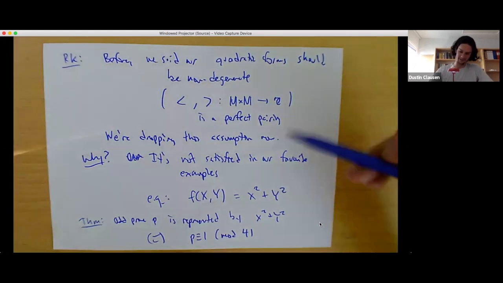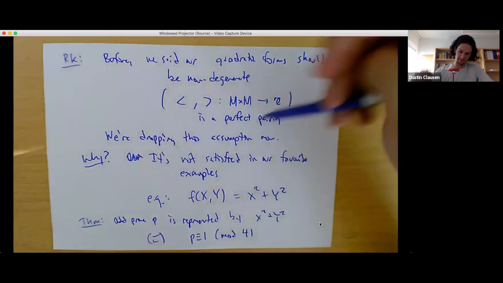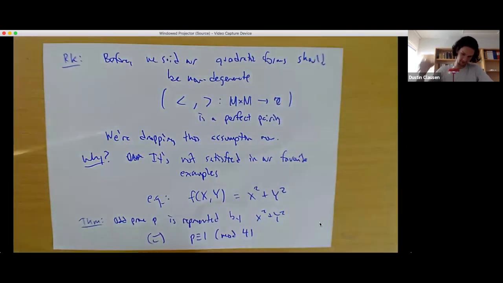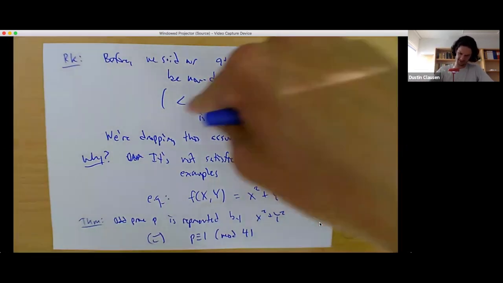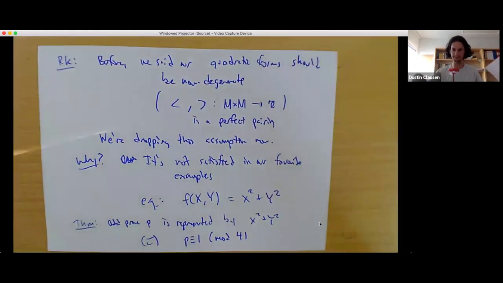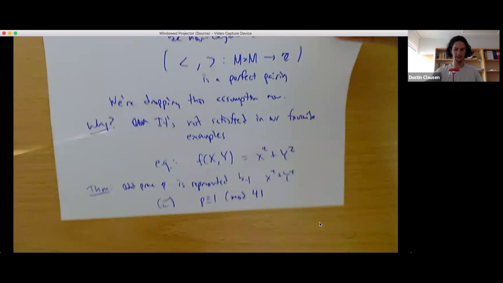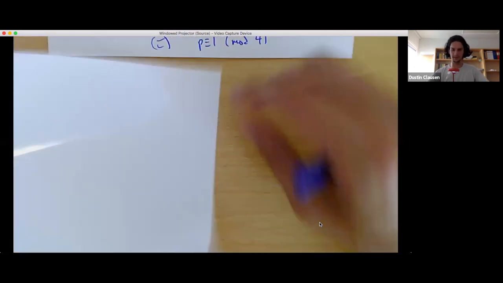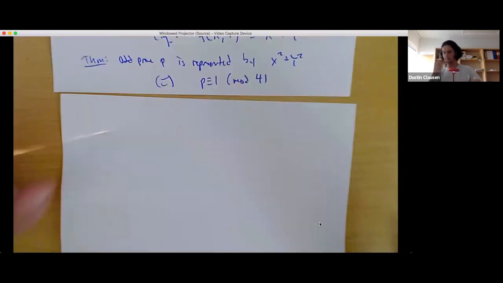They're not perfect. The word number theorists use in this context is unimodular, I suppose. So the associated lattice is unimodular. It just doesn't happen often enough. Right, so that's one difference. We're dropping this non-degeneracy assumption.